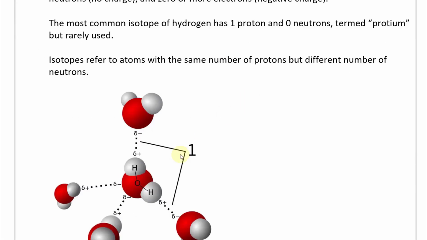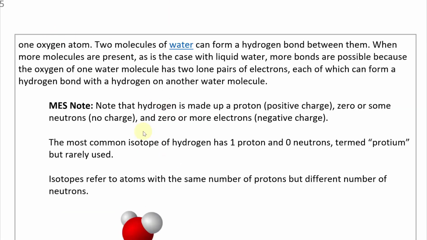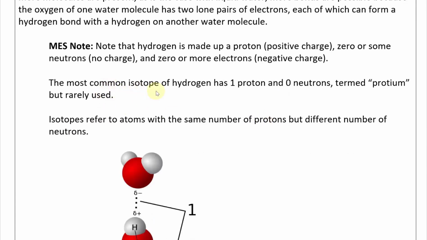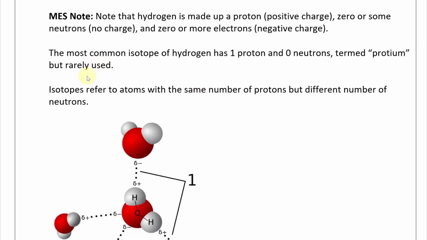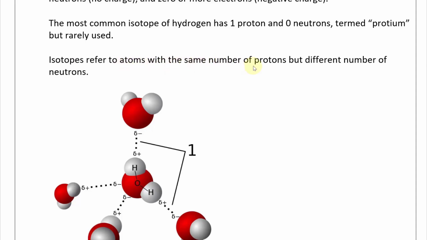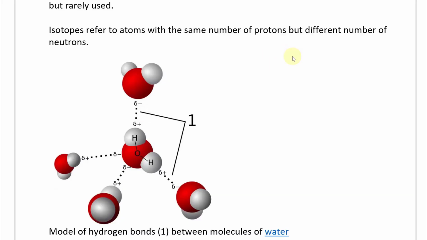And we're going to go over that same image again that I showed earlier, but now we're describing it in more detail. Note that hydrogen is made up of a proton, which is a positive charge, 0 or some neutrons, no charge, and 0 or more electrons, which are negative charge. The most common isotope of hydrogen has 1 proton and 0 neutrons, termed protium, but barely used. Isotopes refer to atoms with the same number of protons but different number of neutrons. So hydrogen is basically just a proton in most cases, and 0 neutrons, and occasionally an electron or two, or none.